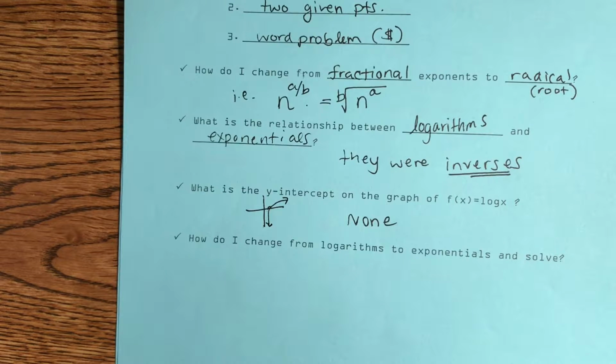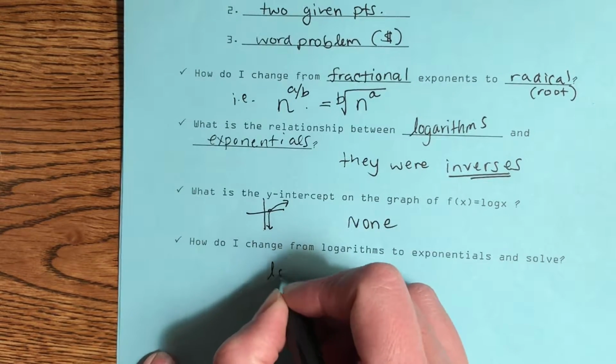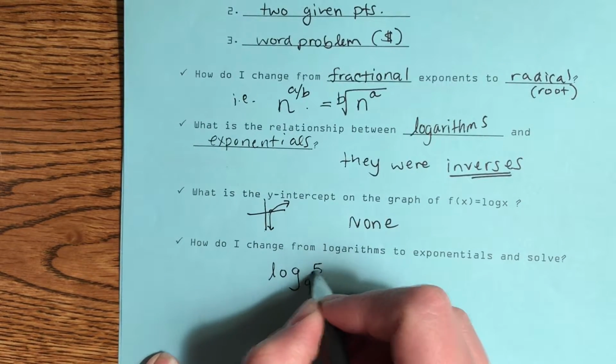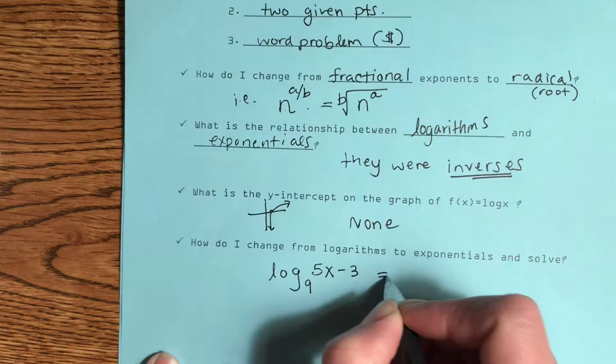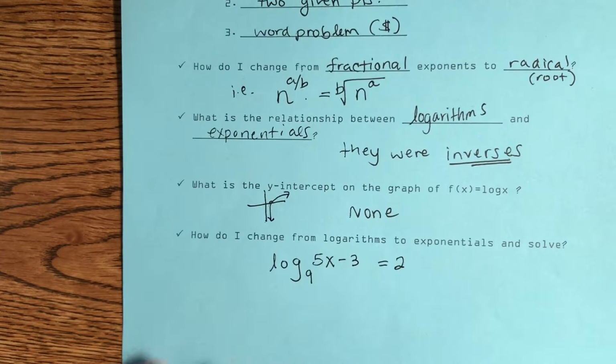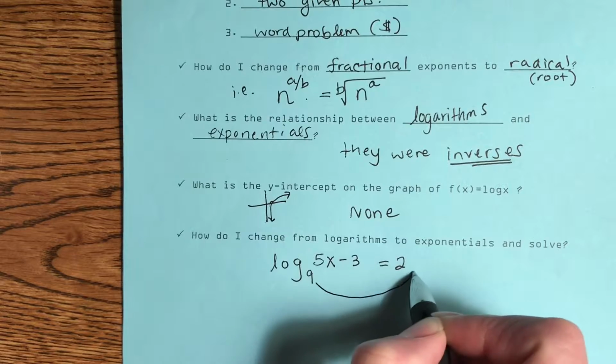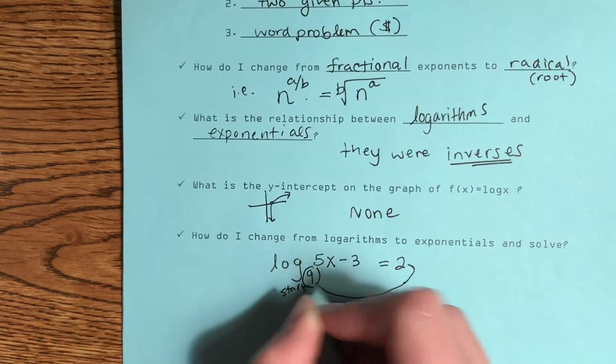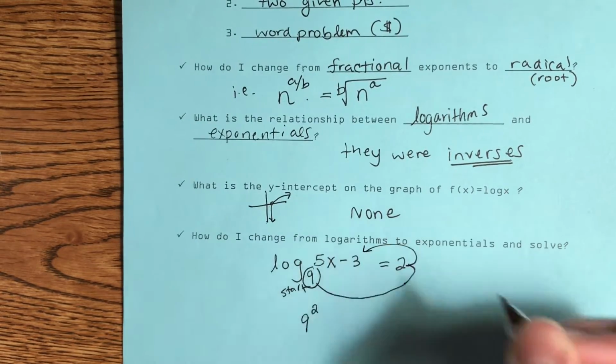And our last main thing was solving exponential equations, and we did, how do I change from logarithms to exponentials and solve? So we combined those two skills together. So let's just do an example for that. So let's say we have log base 9 of 5x minus 3, and then equals 2. So we want to solve this for our variable, because we only have one thing there, we don't know what it is. Well, to solve it, I'm going to change it to exponential, so 9 squared. So this is my base, and that's where I start. 9 squared equals whatever's over here.